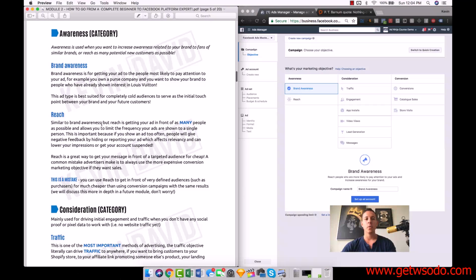So brand awareness basically is getting your ad in front of people who are most likely to pay attention to your ad. So I would run a brand awareness campaign if, for example, I launched a brand new purse company and I wanted to get people interested in my purse company, my brand, who are already interested in certain brands that are similar, right? So I would target people in a brand awareness campaign who have expressed interest in like Kate Spade or Louis Vuitton or things like that, right?